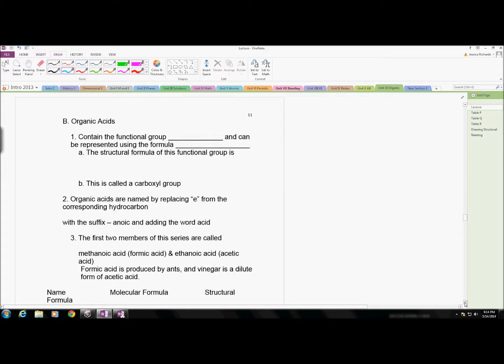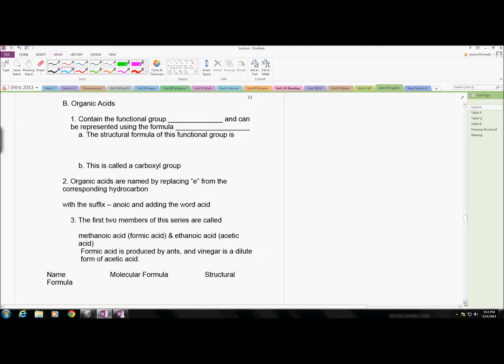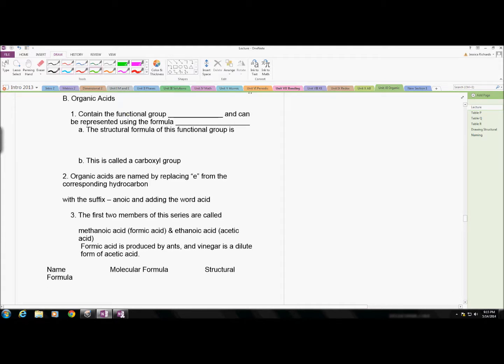Moving on to another category on reference table R, we have organic acids. Organic acids have a functional group that we call carboxyl, and they have the formula COOH. When you draw the structure of that, it has a double bonded oxygen on the carbon and a hydroxyl group on the same carbon as well. So that's the hydroxyl. So that's our carboxyl group.